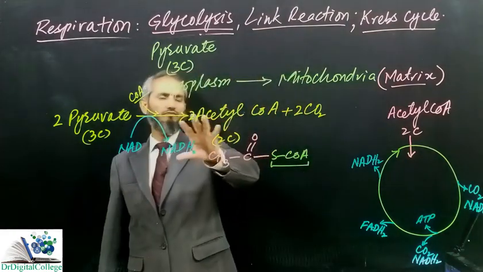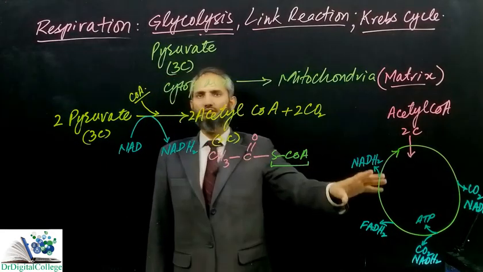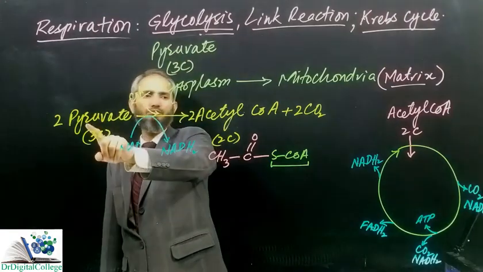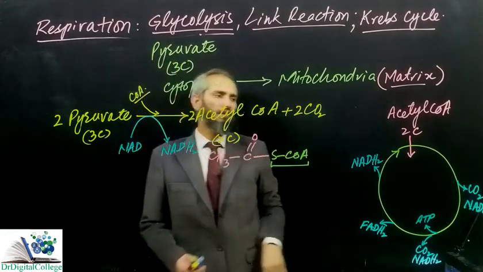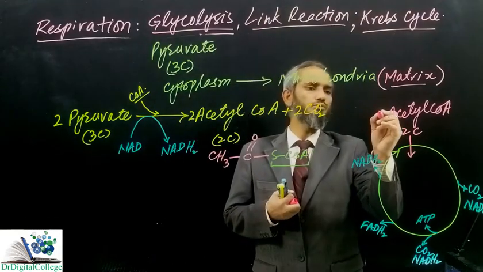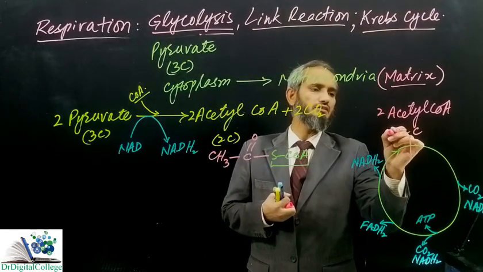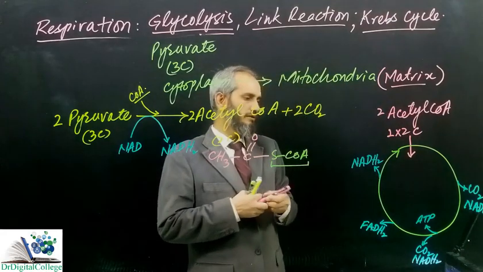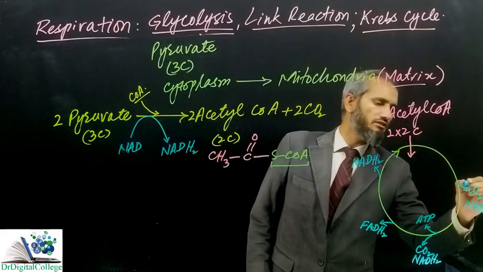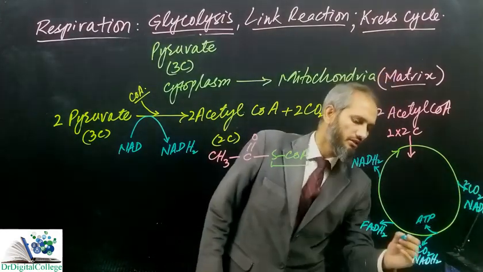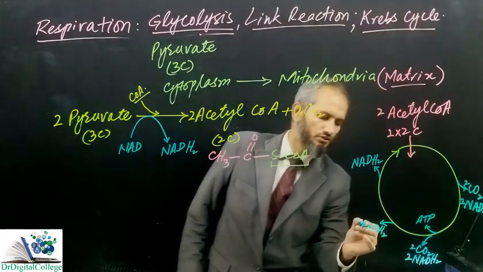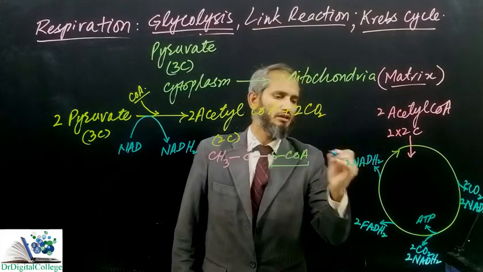Now once again, if I try to balance this equation, from glycolysis we got 2 pyruvate, and from 2 pyruvate we got 2 acetyl coenzyme A, which means in total we have 4 carbon, so we should multiply the whole of this cycle with 2. We are getting 2 carbon dioxide here, 2 carbon dioxide here, 2 NADH2, 2 NADH2, 2 FADH2, 2 NADH2.